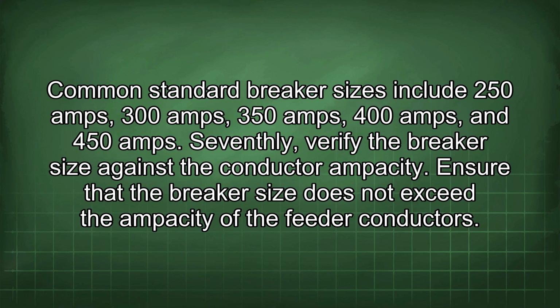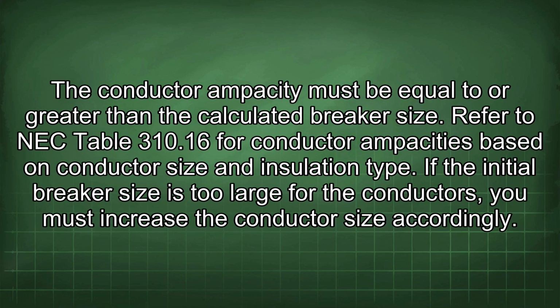Seventhly, verify the breaker size against the conductor ampacity. Ensure that the breaker size does not exceed the ampacity of the feeder conductors. A conductor ampacity must be equal to or greater than the calculated breaker size. Refer to NEC Table 310.16 for conductor ampacities based on conductor size and insulation type. If the initial breaker size is too large for the conductors, you must increase the conductor size accordingly.